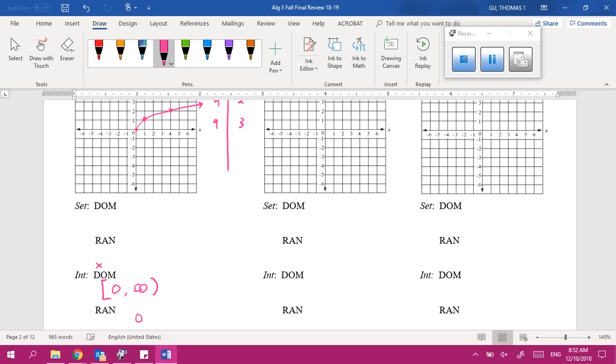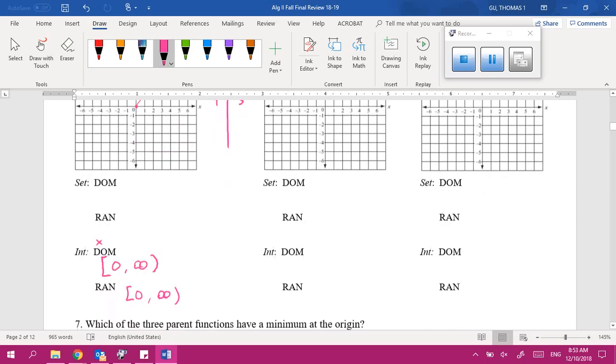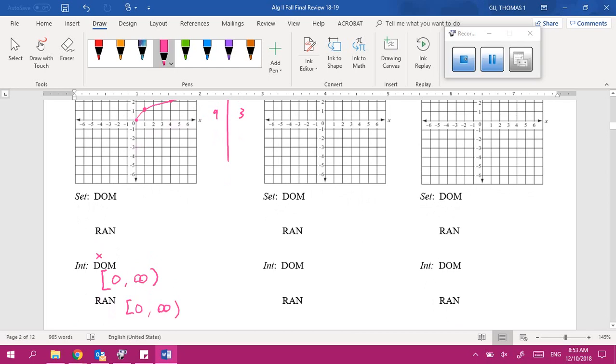0, because the lowest point is 0 to infinity. And what are the symbols that I should have? Bracket, parentheses, right. Because although it's going very slowly up, right, it never stops. So it's still going up towards infinity indefinitely forever. All right, now for set builder, we're going to take these intervals and just change into set builder.